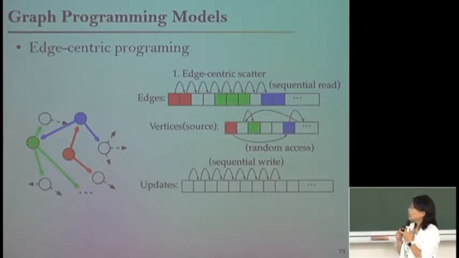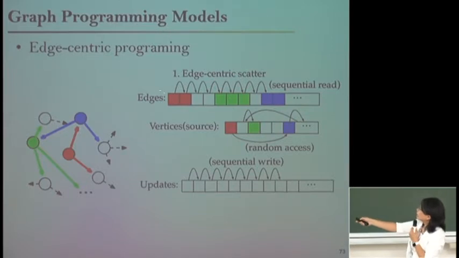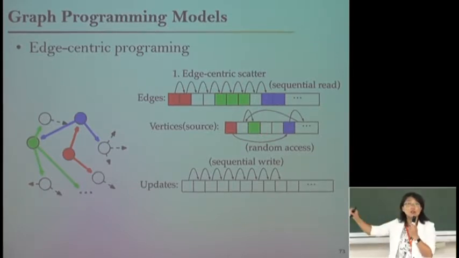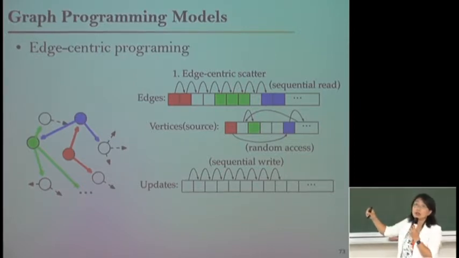So another approach is edge-centric programming. In edge-centric programming, as you can see, first we have the edges stored, starting from the edge for red first, and then the greenish one, and then the blue ones. The corresponding vertices can be traced through the edges over here. So for the edge-centric scatter, those edges are scanned in a sequential order. We can say it can be taken as a sequential read.